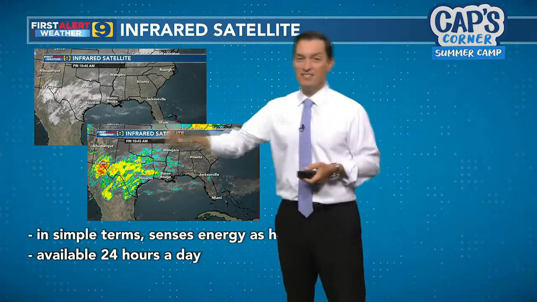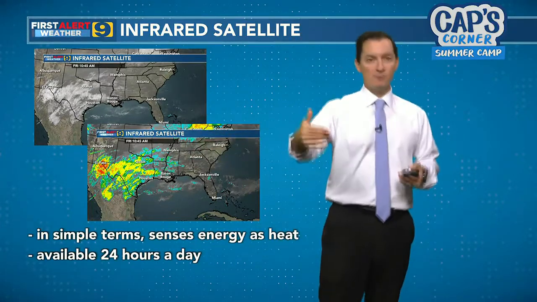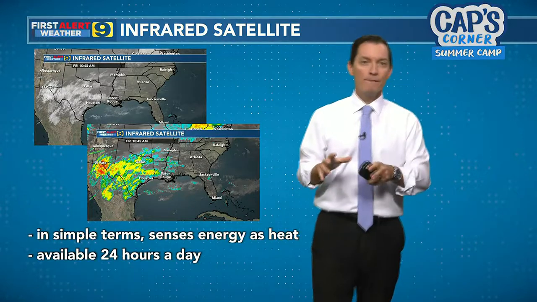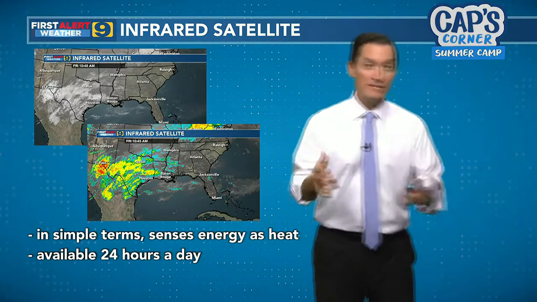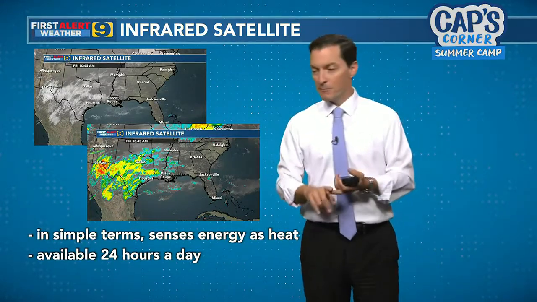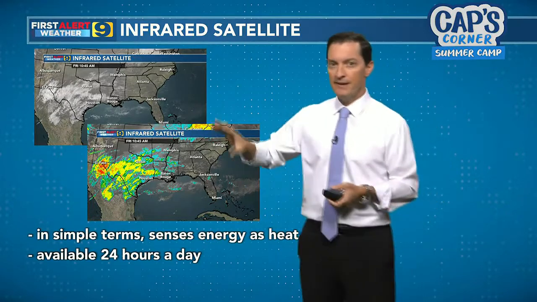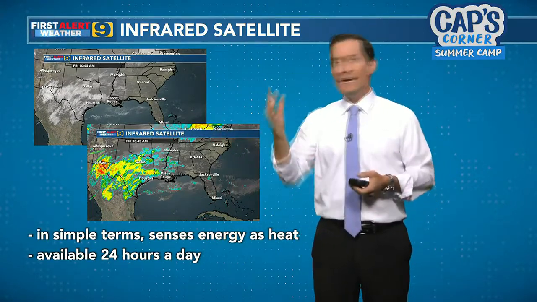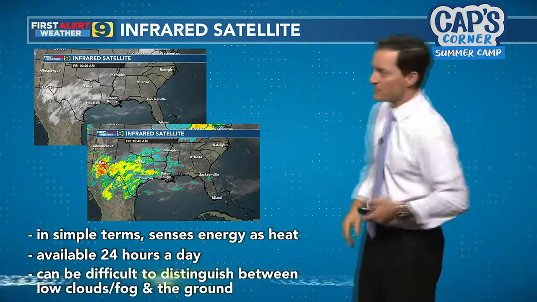Okay, the advantage to this, say over visible satellite, is that our infrared satellite imagery is available 24 hours a day. Remember, visible needs reflected sunlight. In this case, we're sensing heat energy, and that's available 24 hours a day, so we can use it all the time.